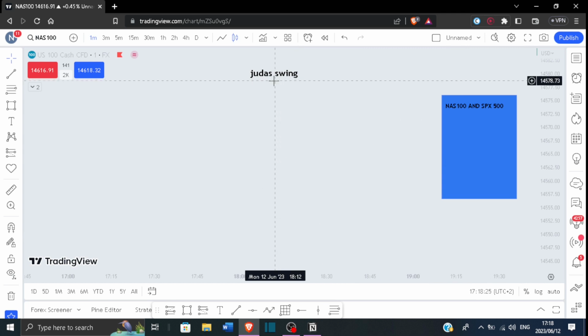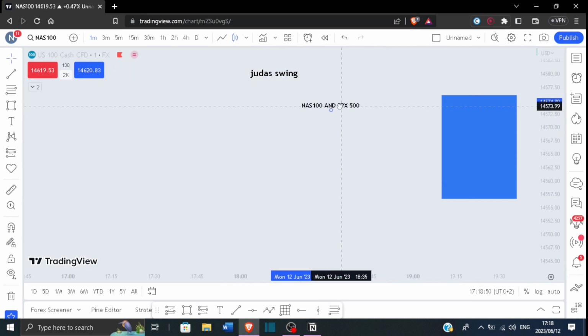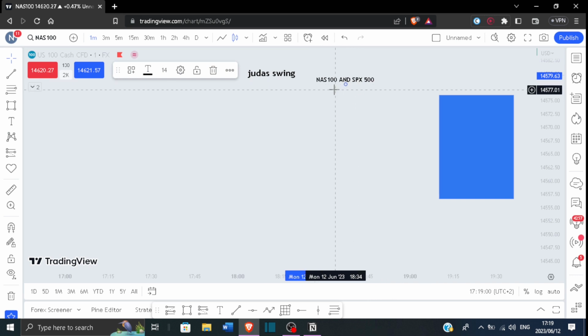So first things first, the ICT Judas swing is a strategy that is used during the New York session opening range. Where the name Judas swing comes from, we're not entirely sure, but I'd assume it has something to do with Judas from the Bible, in referencing that the market makes a fake move first, or fools everyone to believe that it's on their side, then switches up direction and goes the other way. So that's my interpretation of the Judas swing.